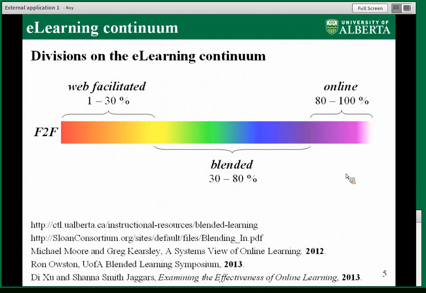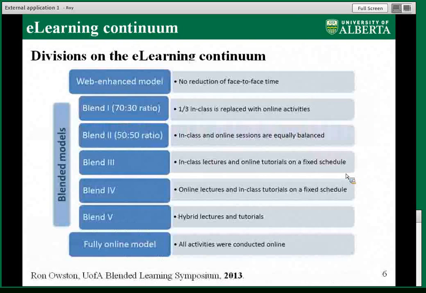The one in the middle is blended instruction. Now, this is a mix of online and face-to-face instruction that ultimately is presented here. Now, Ron Austin of York University has spent a lot of time looking at blended instruction, and so this is a slide from what he presented at the Blended Learning Symposium from 2 weeks ago.